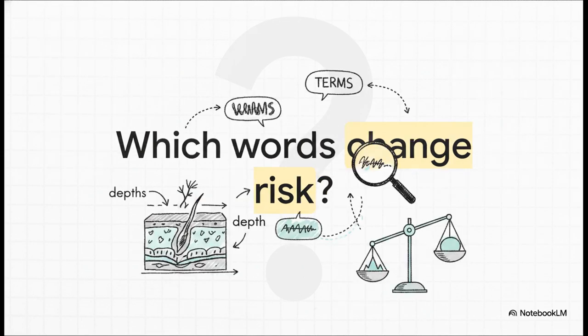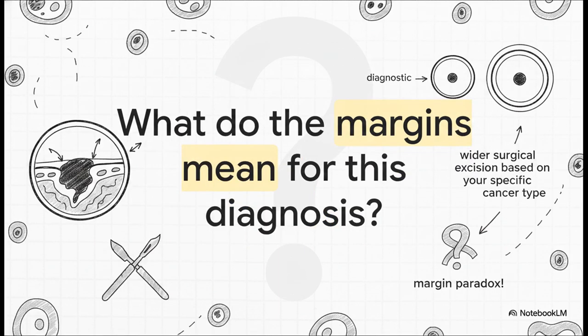Question 2. Which words change risk? Remember those extra terms we broke down earlier? Subtype, depth, nerve involvement? Ask your provider exactly which words in your unique report make this a lower or higher risk situation. Question 3. What do the margins mean for this diagnosis? Keep that margin paradox in mind. Ask whether a positive edge simply means it was just a diagnostic sample, or if it mandates a wider surgical excision based on your specific case.